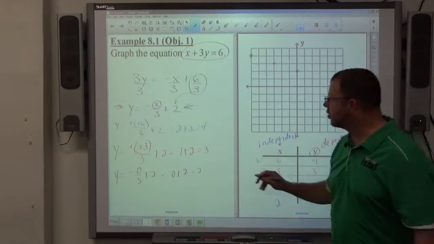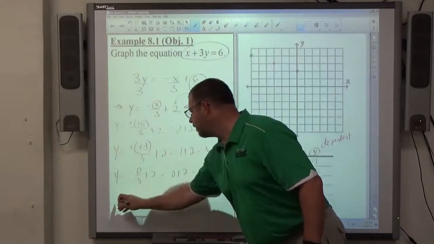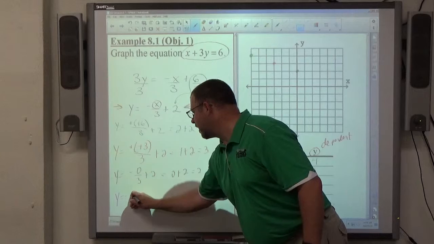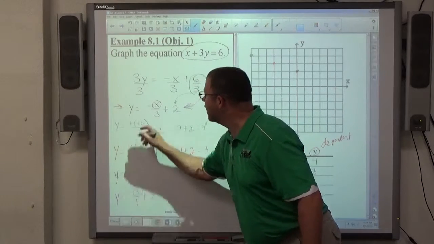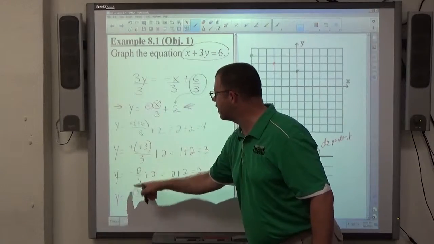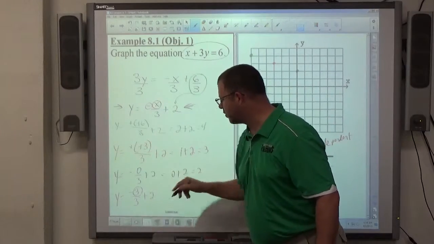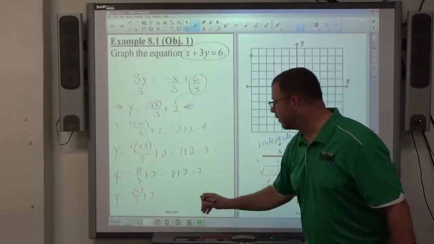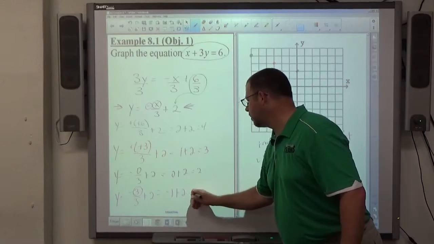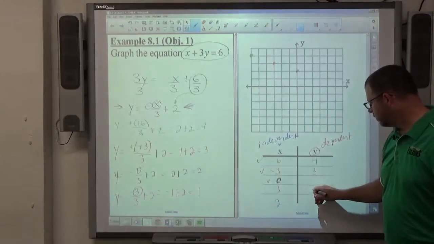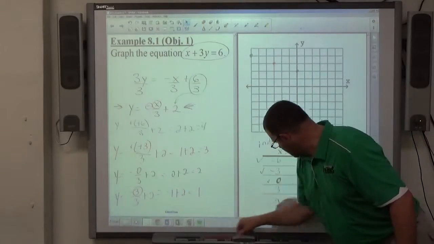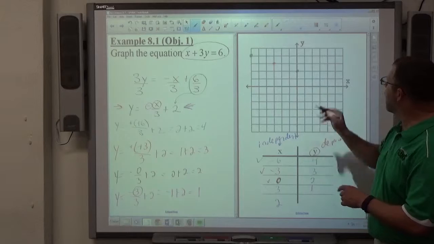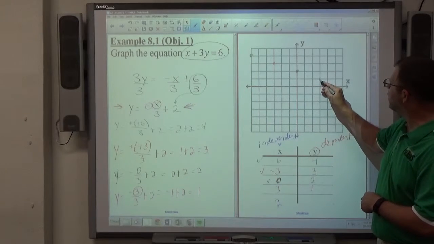Next number for x is 3. So we go back to this equation. Change x to a 3. So it's -x over 3 plus 2. Again, x is 3. The minus sign is part of the equation. So minus, change x to 3 over 3 plus 2. -3 over 3 is -1. -1 plus 2 is equal to +1. So +3, 1, 1, 2, 3 right, 1 up.